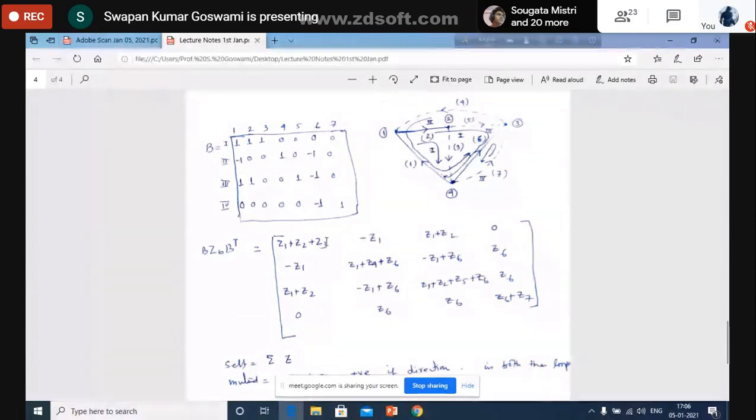Which one is common? The common impedance is Z1. So the impedance between loop 1 and loop 2 is Z1.